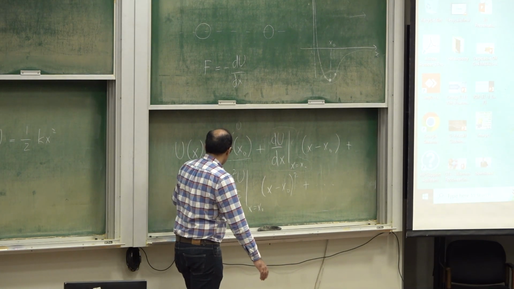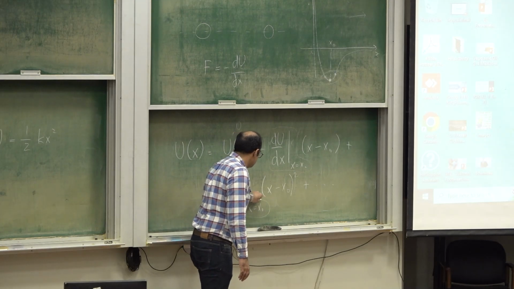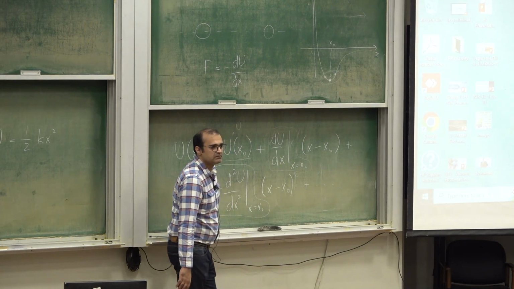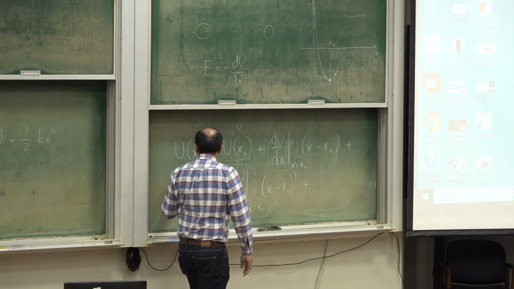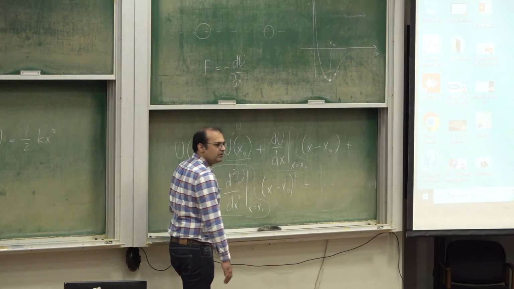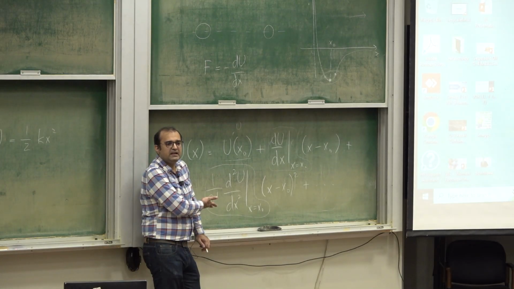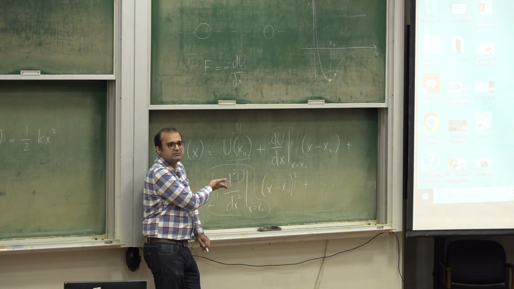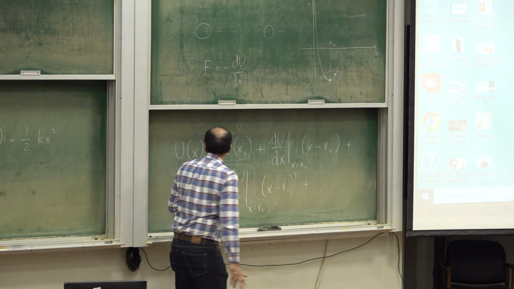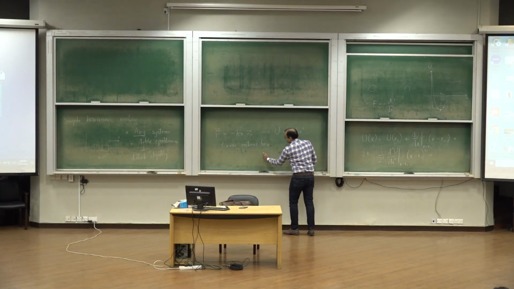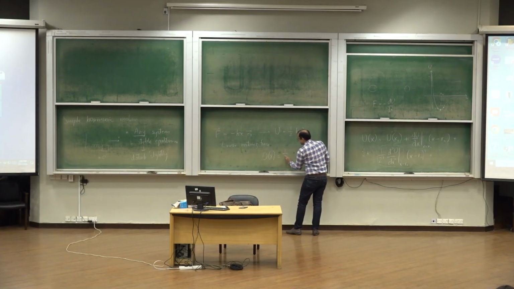And what is the next term? Well, this is some number, right? This is just a number which I can write as half times k. K is not any spring constant here, of course. This is just the numerical value of this double derivative. But what I'm left with is that u of x for this two atom system is effectively half times k times x minus x naught whole square.